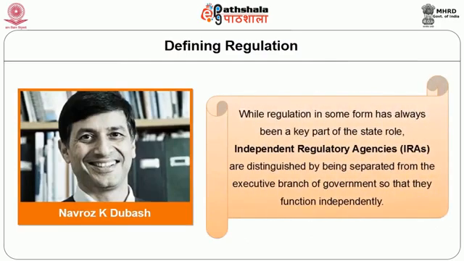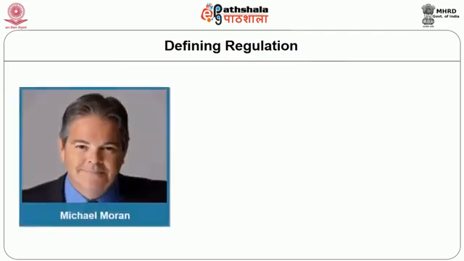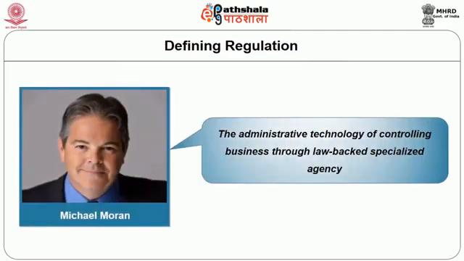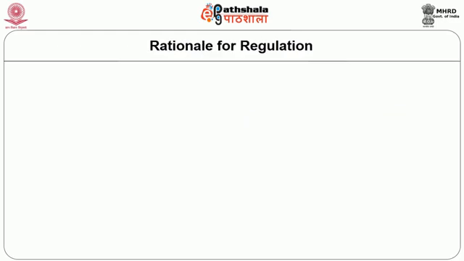Dubash states that while regulation in some form has always been a key part of the state role, independent regulatory agencies are distinguished by being separated from the executive branch of government so that they function independently. Moran defines regulation as the administrative technology of controlling business through law-backed specialized agencies. Now, what is the rationale for regulation?